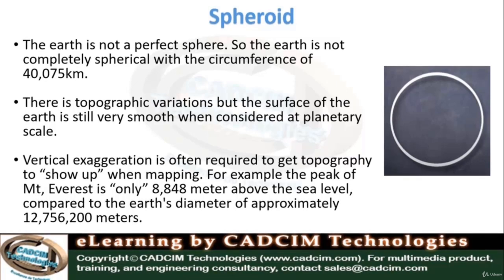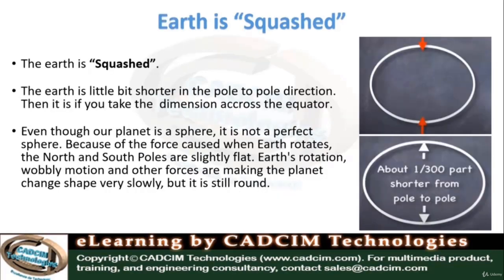For example, the peak of Mount Everest is only 8,848 meters above sea level, compared to the Earth's diameter of approximately 12,756,200 meters. So as far as topography goes, when we are talking about the shape and the size of the entire Earth, we do not have to worry about that too much.